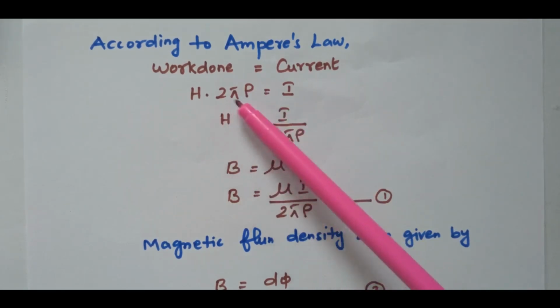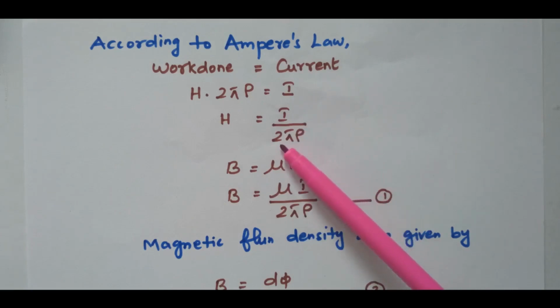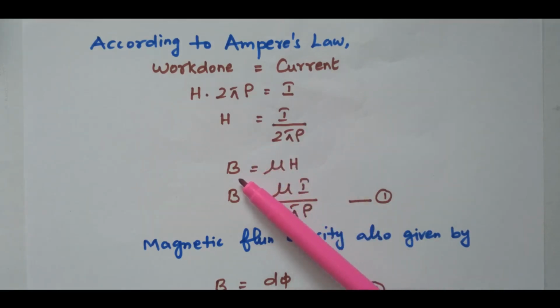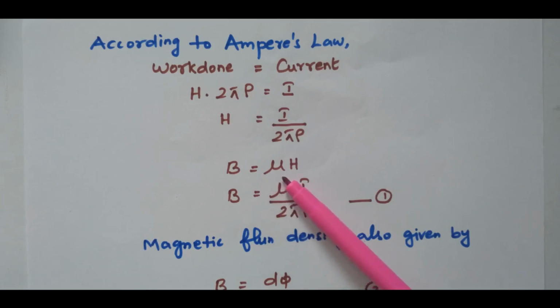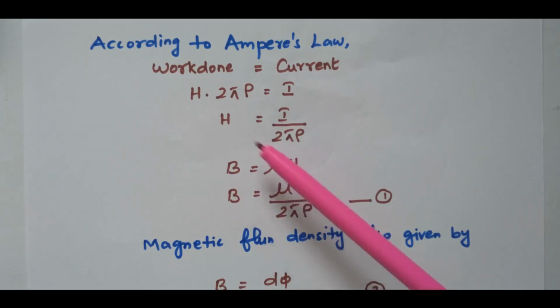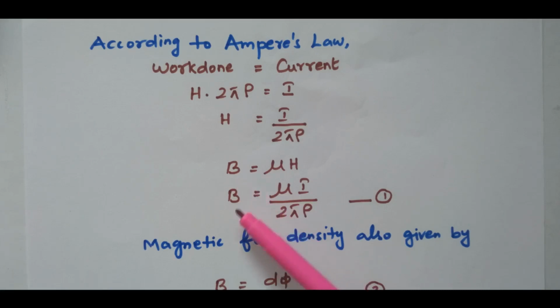So, H dot 2 pi rho equals I. From that, H equals I divided by 2 pi rho. Right, so this is the magnetic field intensity. From that, the magnetic flux density B can be calculated as B equals mu H. There is a relation available between B and H, right? So, B equals mu H. From the magnetic field intensity, we can calculate the magnetic flux density.